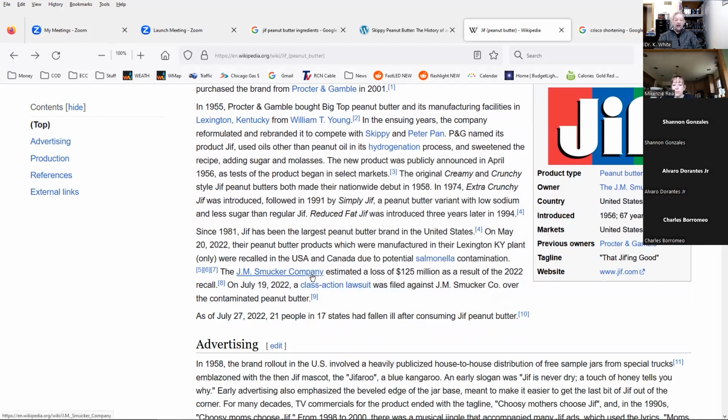It's since been sold to other companies. But the reason I'm bringing this up is all of this is based on hydrogenation of a double bond.